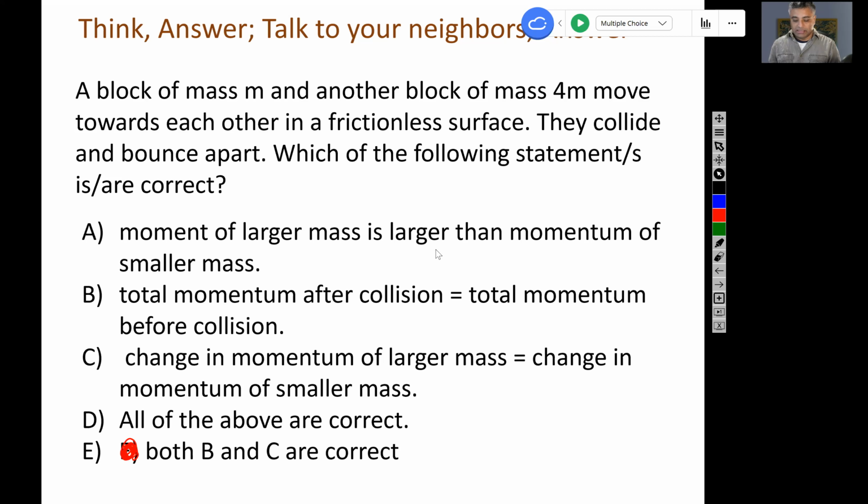The momentum of the larger mass is larger than the momentum of the smaller mass. Is that always true? Momentum is mass times velocity. Larger mass means larger momentum. Am I missing something?